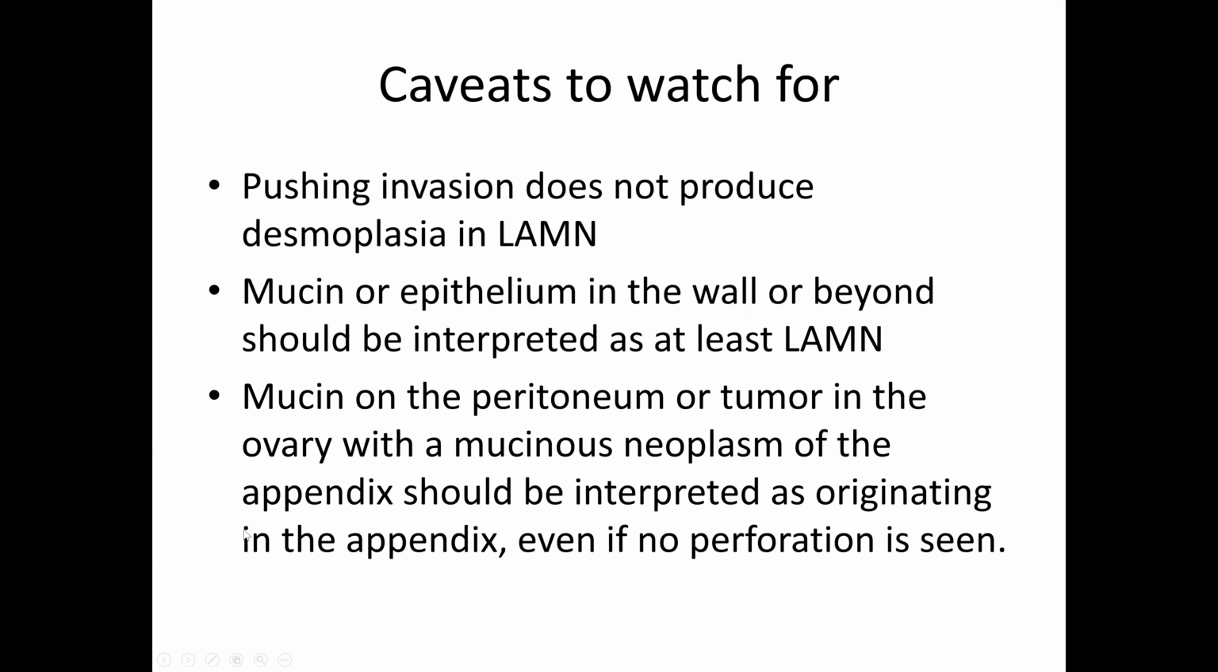And similarly, when you see such cells in the ovary, in the presence of a mucinous neoplasm in the appendix, that by convention and most likely by biology is interpreted as arising in the appendix, even if no perforation is seen. So that's an important caveat and one of the places where GYN and GI pathology come together.